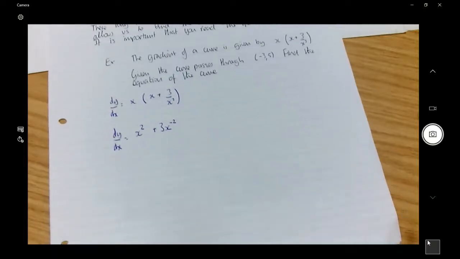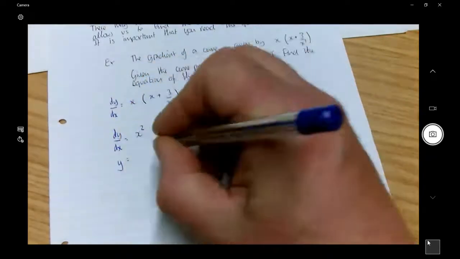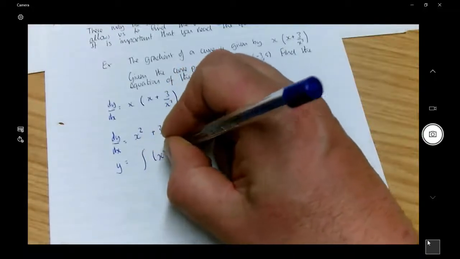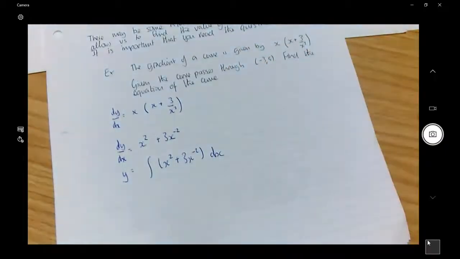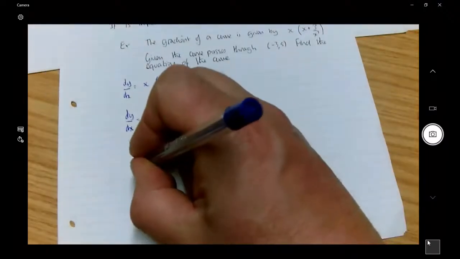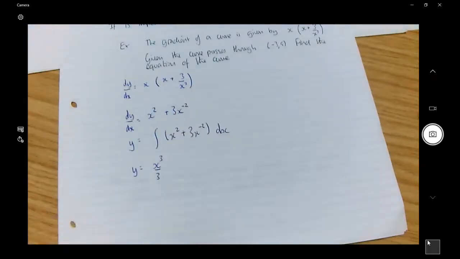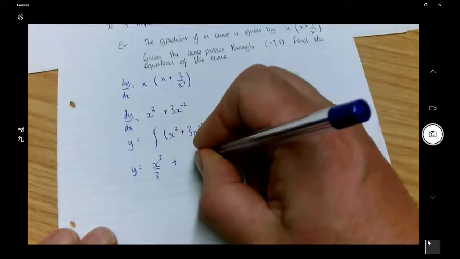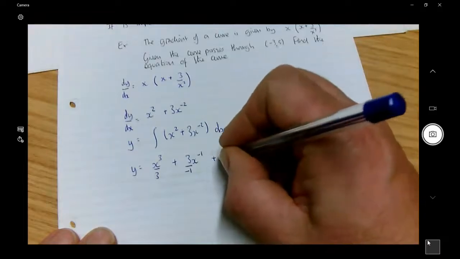Can you now integrate it? Yes. Because y is the integral of that. So using our notations we're happy with, y equals x cubed over 3. And again, it's awkward, just like division's awkward. There's quite often fractions in there. Don't panic. Plus 3x to the minus 1 divided by minus 1 plus c.